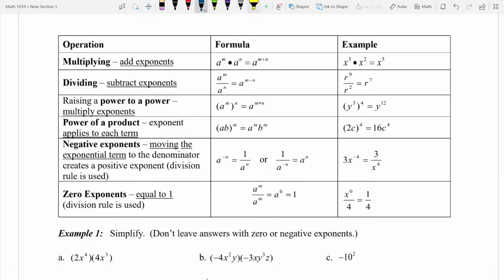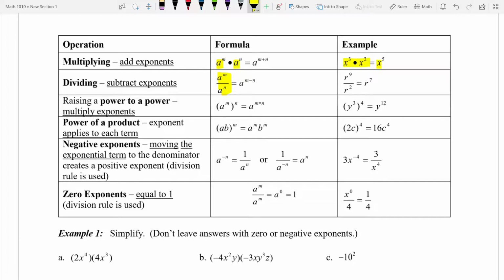So when you're multiplying and the bases are the same, right here the base is an A, right here the base is an A, then you add those exponents. So this is an M and this is an N, and you add them together. So look right here, guys. X to the second times X to the third, it stays in X, and then you go 3 plus 2 is 5.